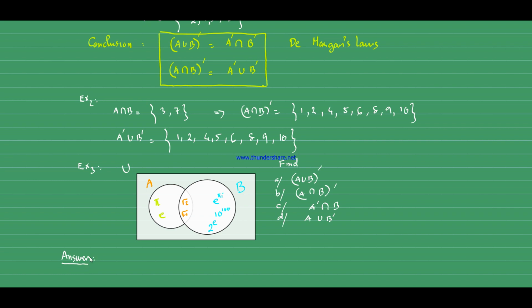So we want to find A union B complement. First of all, we need to find A union B first. A union B means we take everything. It doesn't matter if it's in A or B. We can take all the different ones.